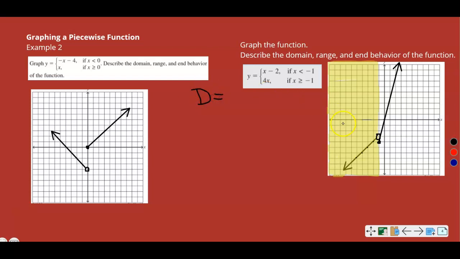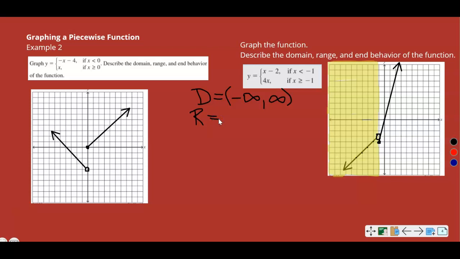All right, the domain is your x-axis. So what's it doing to the left and what's it doing to the right? Well, to the left, it's going forever. And to the right, it's going forever. That's what the arrows mean. And it does include -1. So it's all points again. So it's -infinity to infinity, all real numbers.